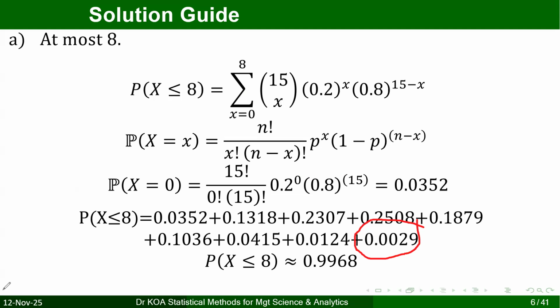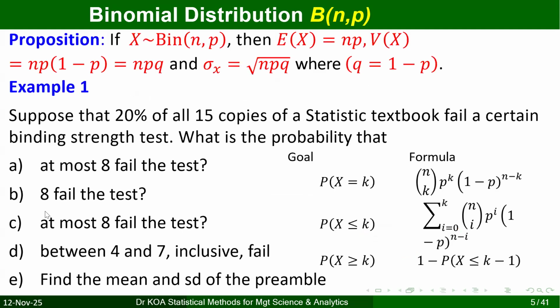Okay, so next one. What is the probability that at most 8 failed? Emily. Doc, 1 minus the total answer we got from the last one. The first one. Why? Okay, so we know.